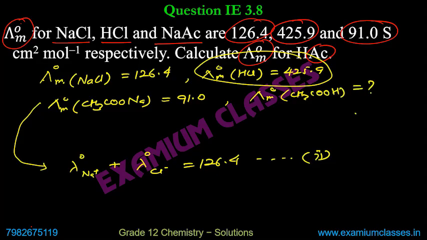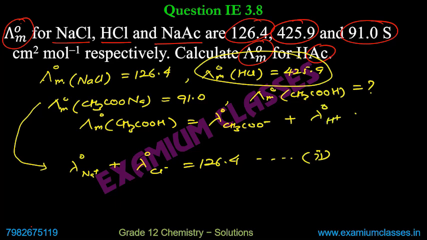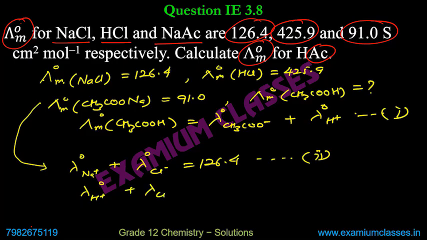So we need to calculate lambda m naught for acetic acid, CH3COOH. Means we need lambda m naught of CH3COOH as lambda CH3COO minus naught plus lambda H plus naught. This is what we need. And what is given? Lambda NaCl is given. Then lambda HCl is given, means lambda H plus naught plus lambda Cl minus naught. It is given as 425.9. Say this is third.